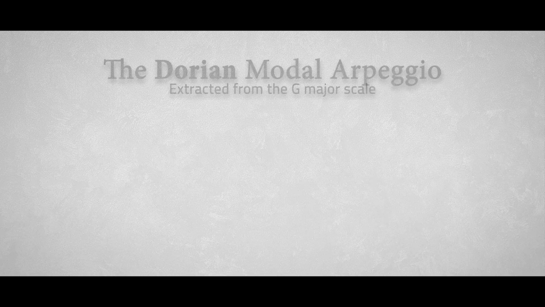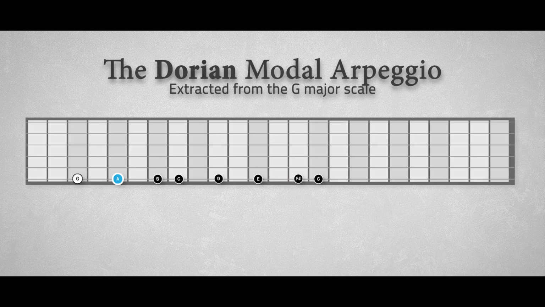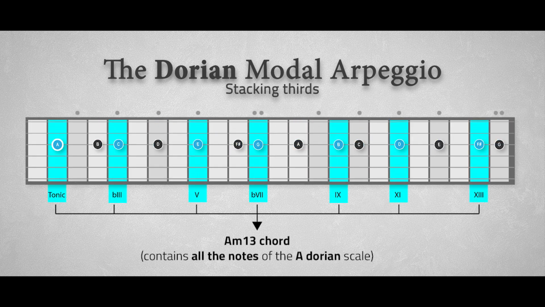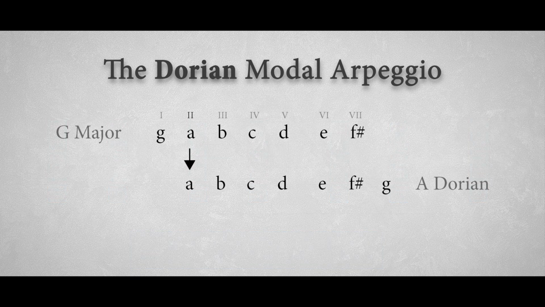Now we could do exactly the same for the chord on the second note of the G major scale, the note A. So we'll get A, C, E, G, B, D and F sharp. Now the scale is the G major scale, but the root is unmistakable the note A. By this we have created an A Dorian mode because the Dorian mode is the second mode of the major scale. In other words, the A Dorian scale starts on the second note of the G major scale.